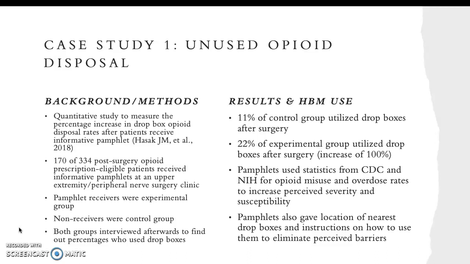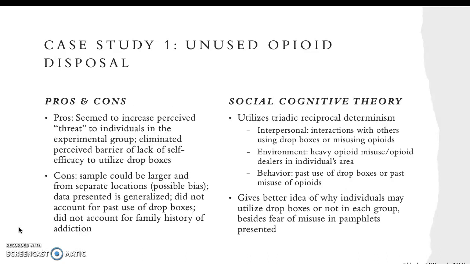The pamphlets mostly focused on national statistics for opioid misuse and overdose rates that were provided by the CDC and the NIH, which were used to increase perceived susceptibility and severity to opioid misuse if there were unused opioids lying around their houses. The pamphlets also gave the location of the nearest drop boxes and instructions on how to use them to eliminate perceived barriers such as self-efficacy or lack thereof.